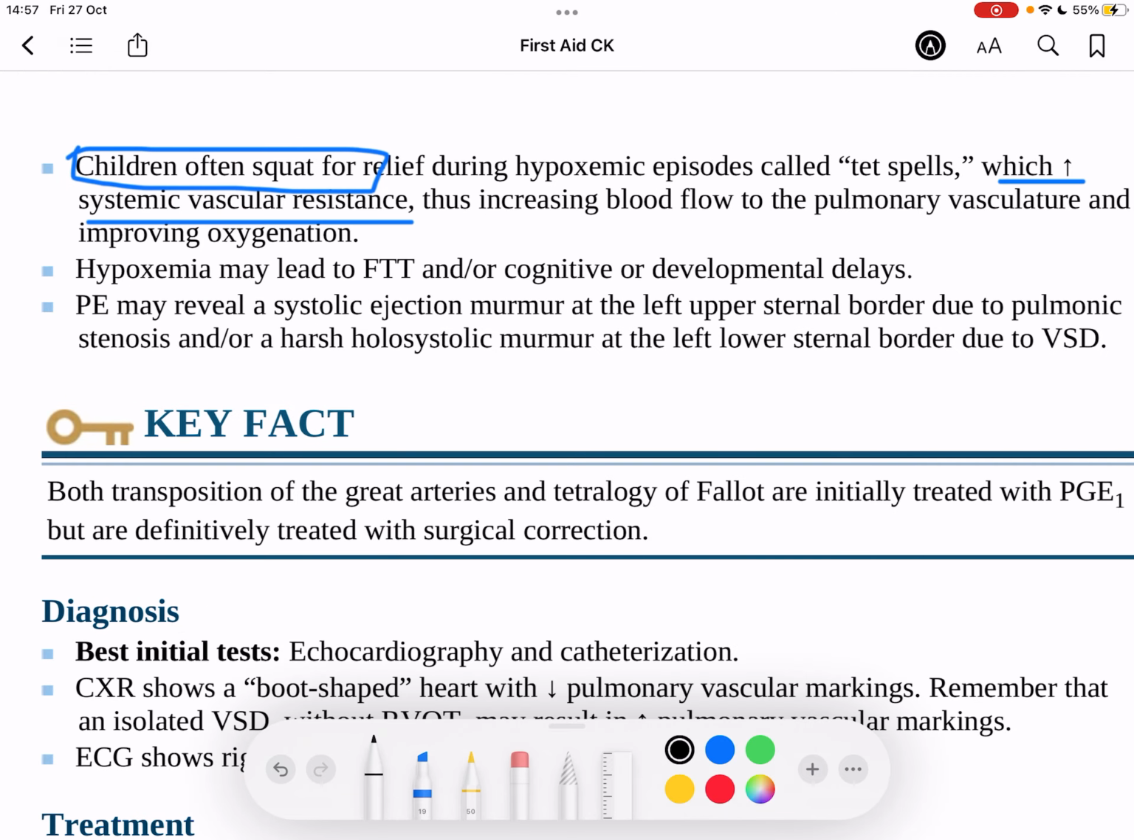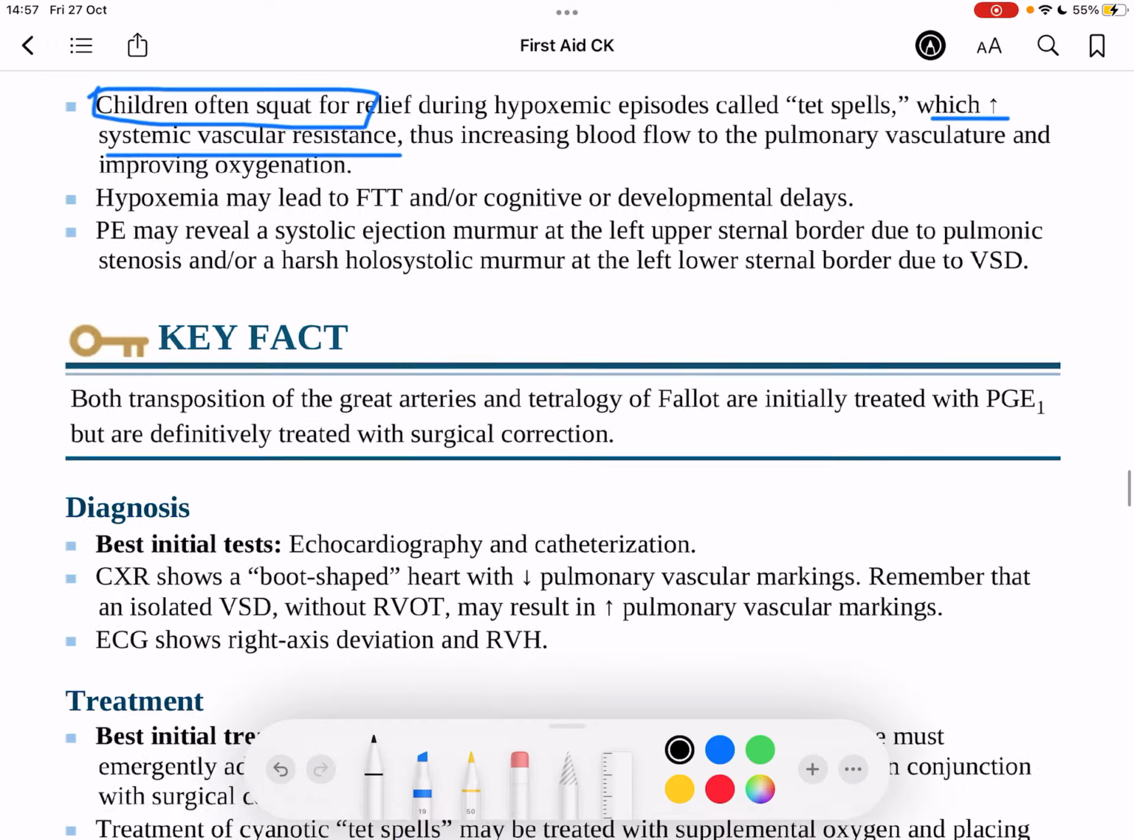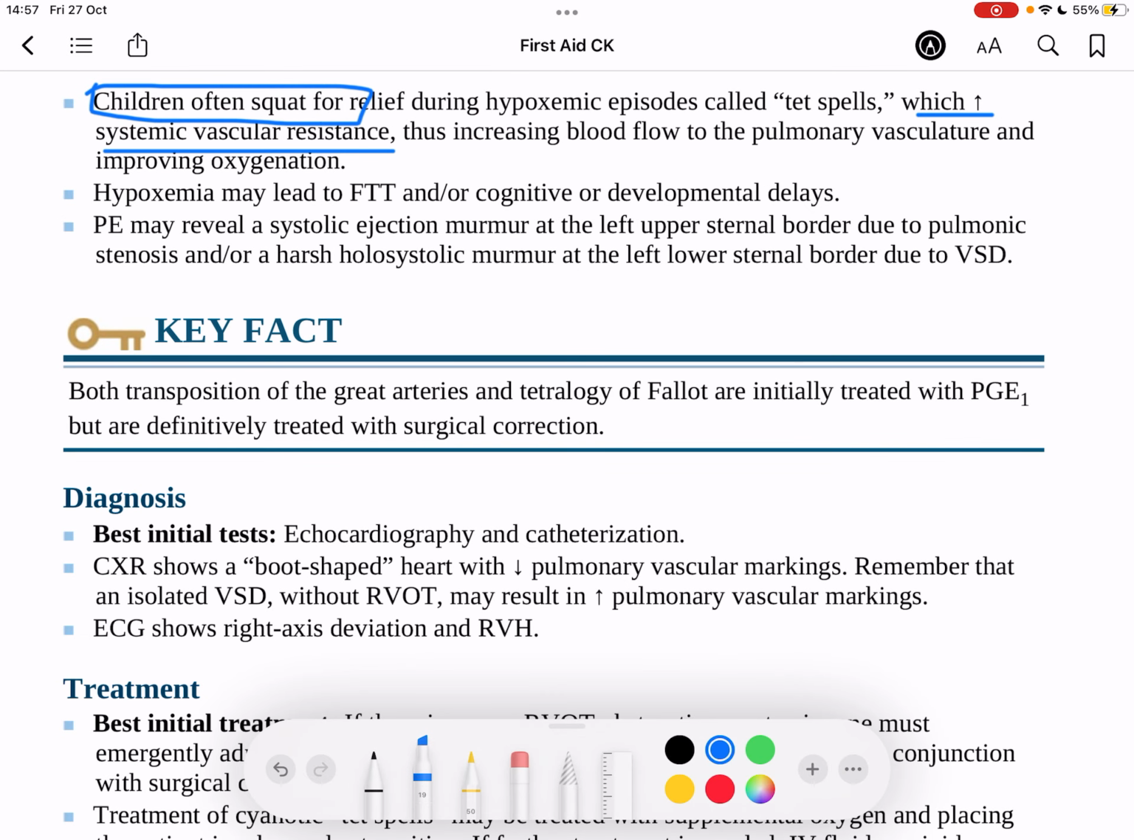Hypoxemia may lead to failure to thrive and maybe even cognitive and developmental delays. Physical examination can reveal a systolic ejection murmur at the left upper sternal border, and this is purely due to the pulmonic stenosis. We may also have a harsh holosystolic murmur at the left lower sternal border, and this is typical for my VSD.